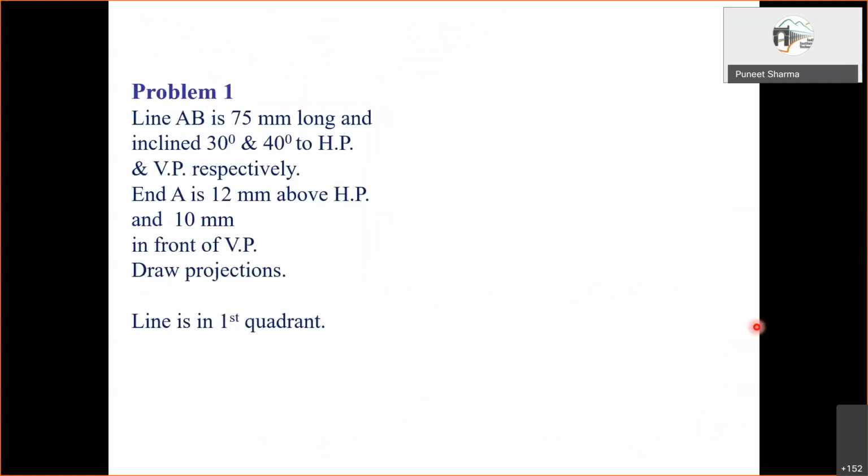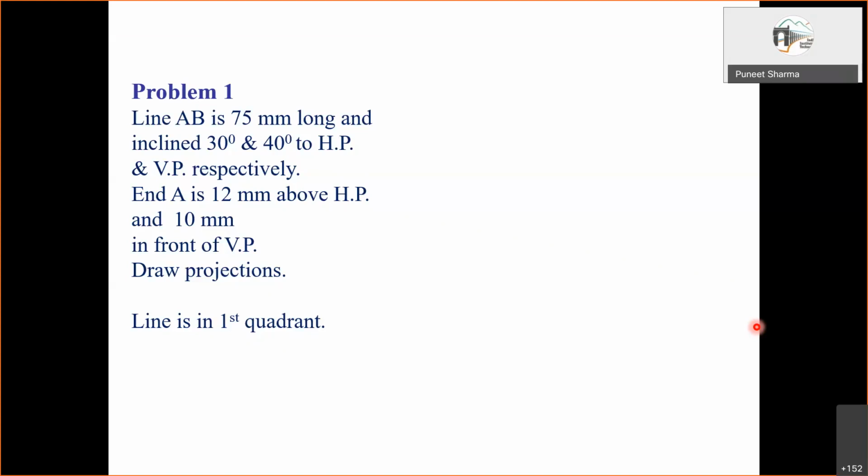Now here, the same thing we discussed in the previous slide is given in this one. The line is 75 mm long. It is inclined 30 degrees and 40 degrees to HP and VP respectively. So inclinations with both the reference planes are given. And A is 12 mm above HP and 10 mm in front of VP, so the location of one end point is also given. And the line is in the first quadrant. So this is specifically the same case as the method we did in the previous slide.